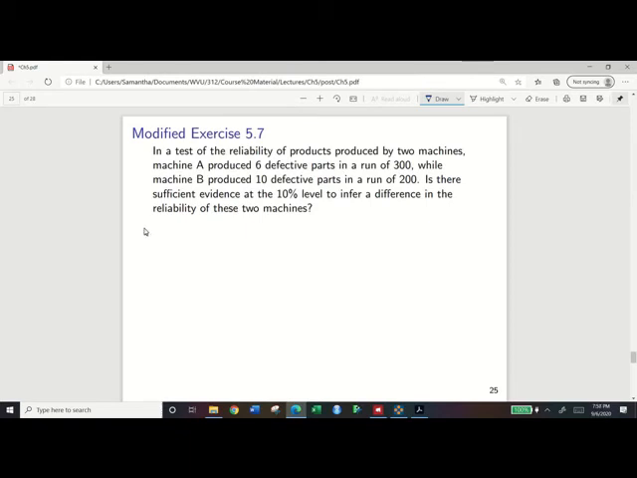So step 1, state our hypothesis. Our null hypothesis will assume that everything has remained the same. And because we're talking about machine A and machine B, I'm going to go ahead and label it as PA and PB. And for our alternative, we assume that some sort of change occurred, but we are unsure of the exact change.